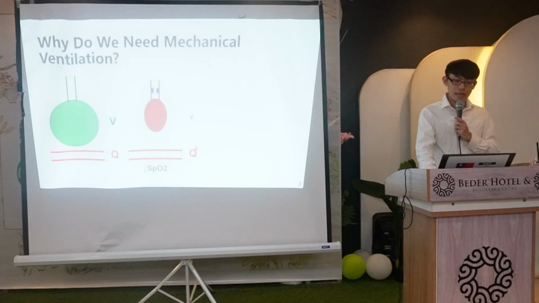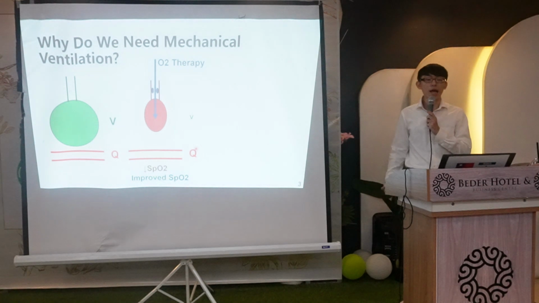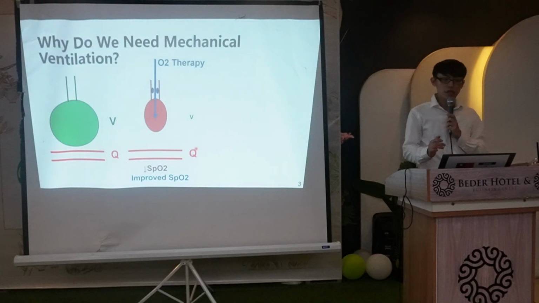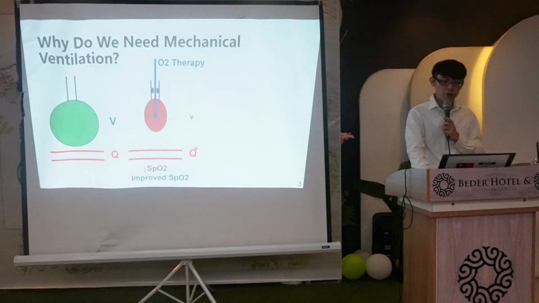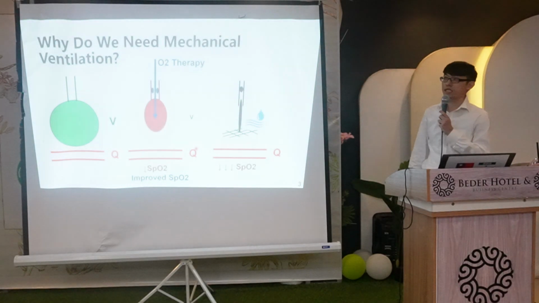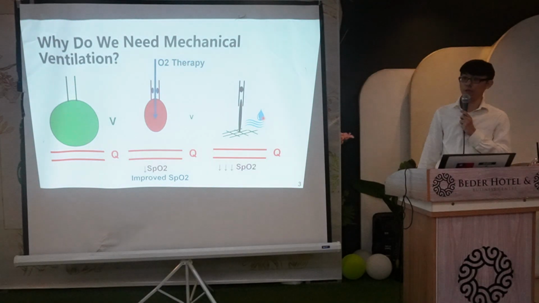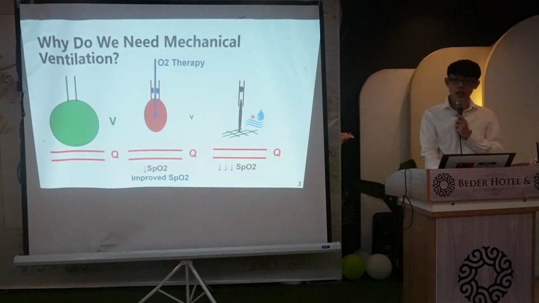So what will you do next? You will give the patient oxygen therapy. In your hospital you have devices, interfaces, to give the patient oxygen, and this can improve saturation. However, some patients have more severe disease, like total obstruction, pulmonary fibrosis, and even heart failure. I saw in your ICU some patients with heart failure and fluid accumulating in the lung region, which can cause lung collapse.